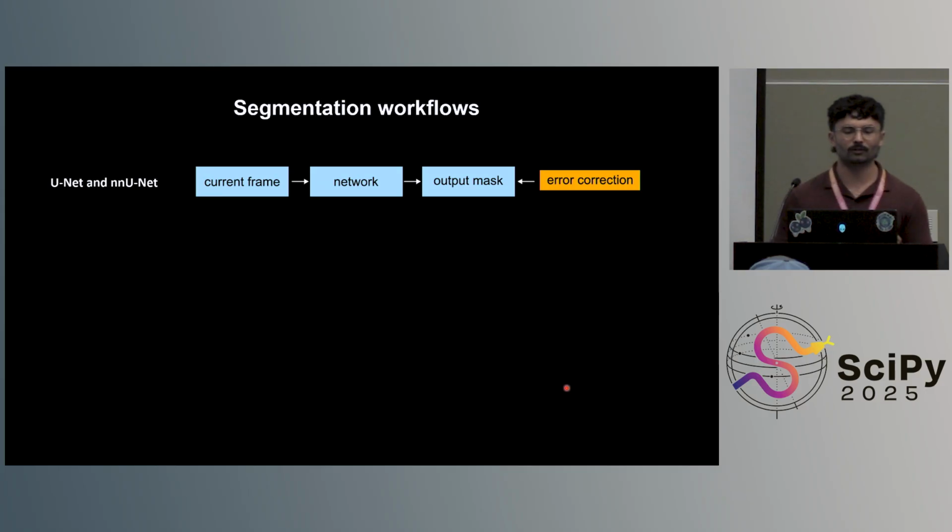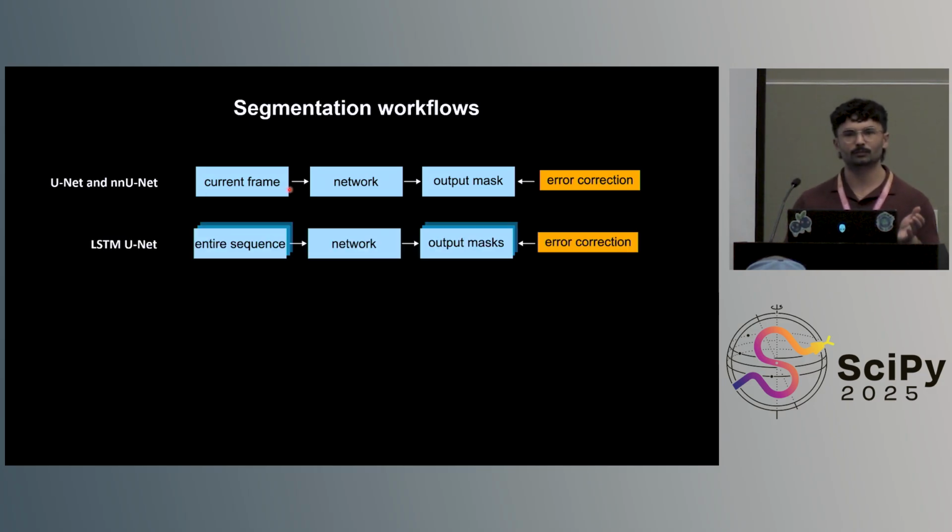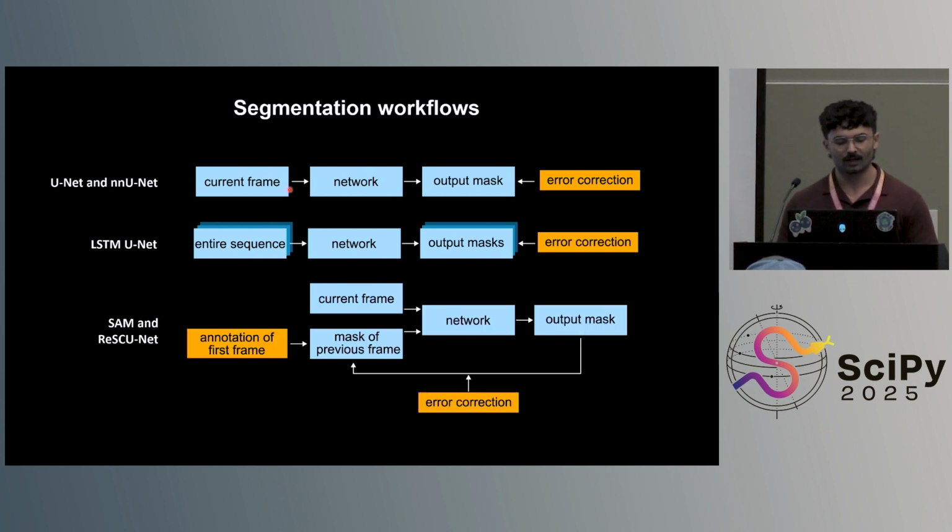And we compared our ReSCU Nets to different segmentation workflows, including UNets and the automatically self-configuring nnUNets, which both take a single image frame at a time, LSTM UNets, which take an entire video at a time, and SAM, which is a more direct comparison, which we're using in this recurrent prompting semi-automated way, where given the segmentation of the first time point, the network can then work off of its own outputs to frame-by-frame segment an entire video, with the option for human-in-the-loop error correction.